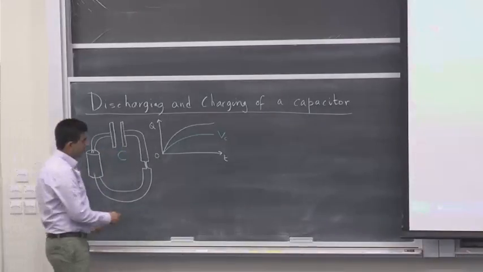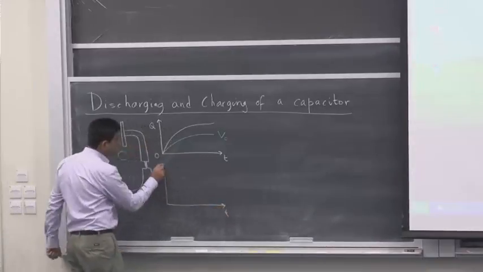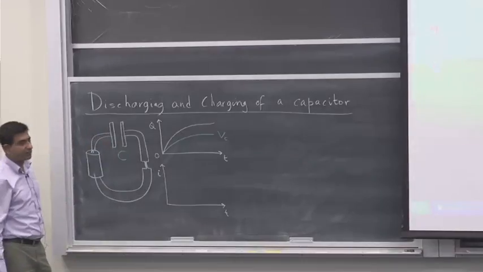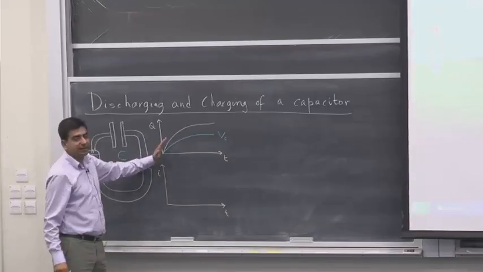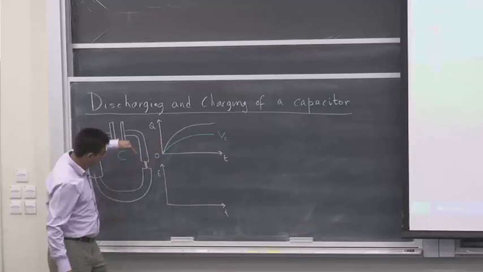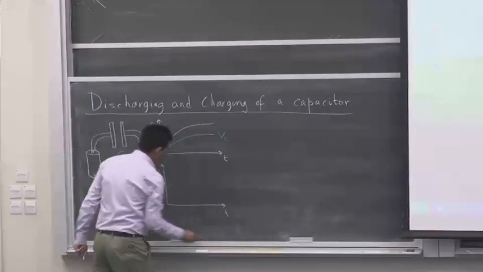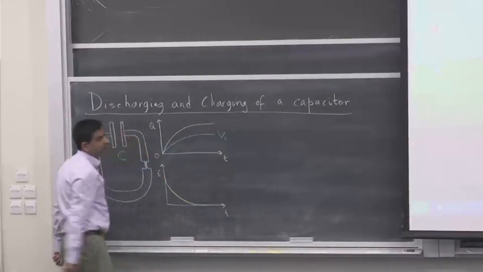If I were to plot, instead of the charge, the current through this circuit, this current is not going to be steady with time, it's going to change with time. Initially the current is going to be large because the slope of this line is large, and eventually the current is going to decay to zero. So if I were to plot the flow of current through this circuit, this is what the current is going to look like.